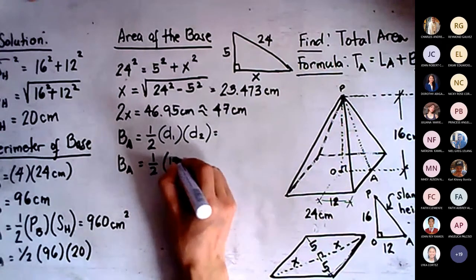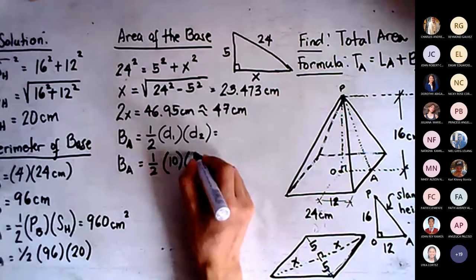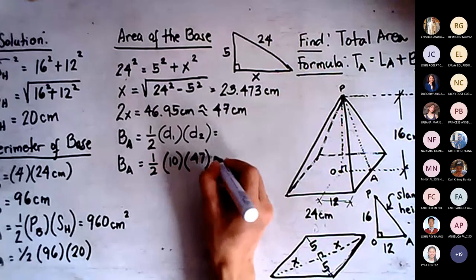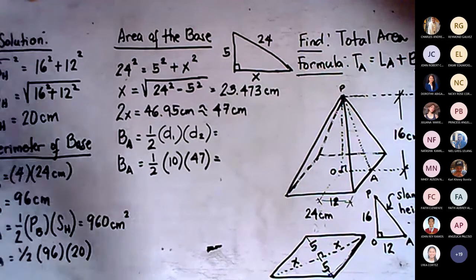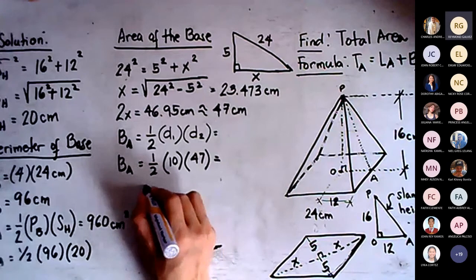D sub 1 is 10. D sub 2 is 47. And that is roughly equivalent to 235.